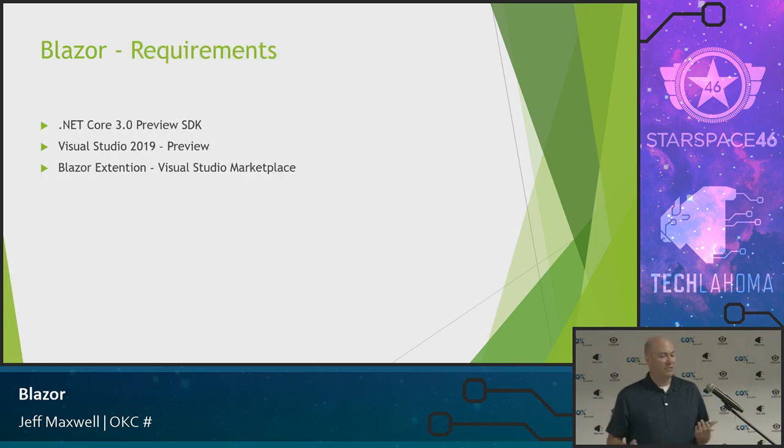Some of the requirements currently, if you want to do the examples that I'm going to show today, you have to have the .NET Core 3 preview. You can use Visual Studio 2019 preview. You don't have to. I'll also show it using Visual Studio Code. And then there's an extension. If you're using Visual Studio 2019, there's an extension that you can get to give you the templates for that scaffolding.